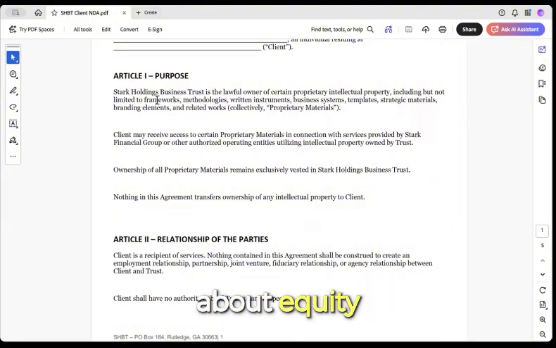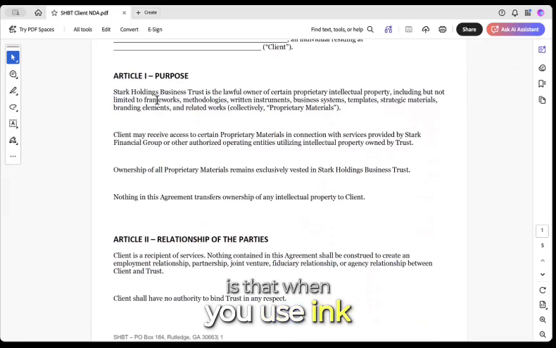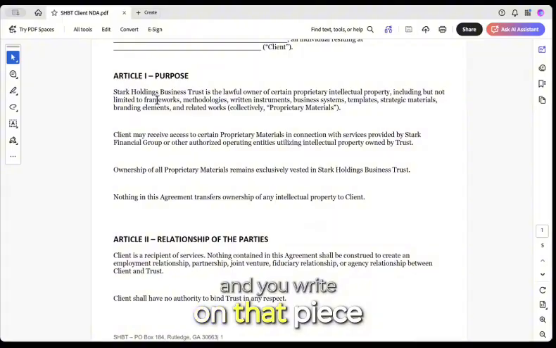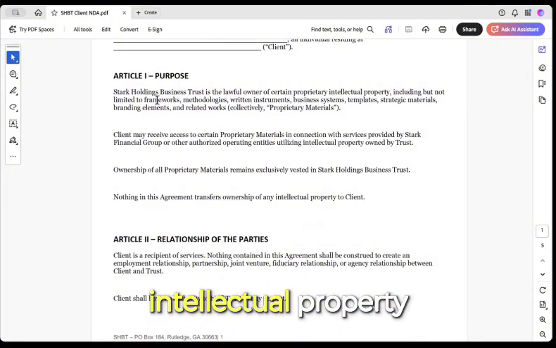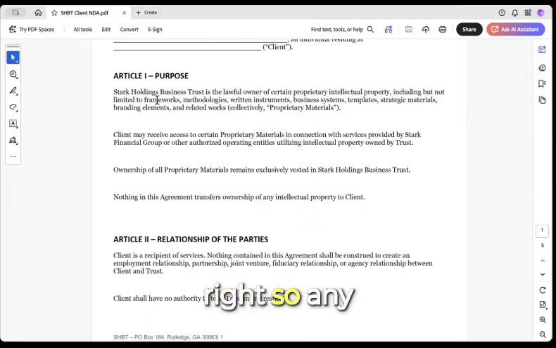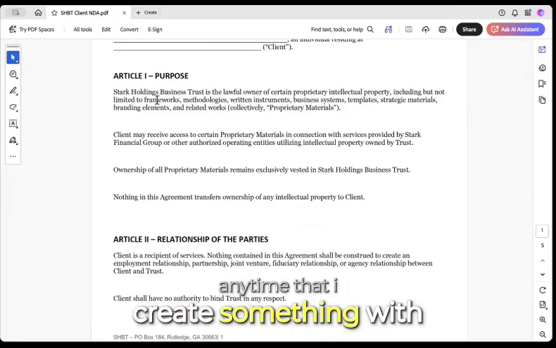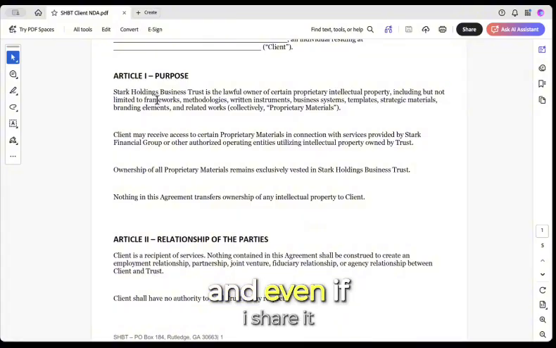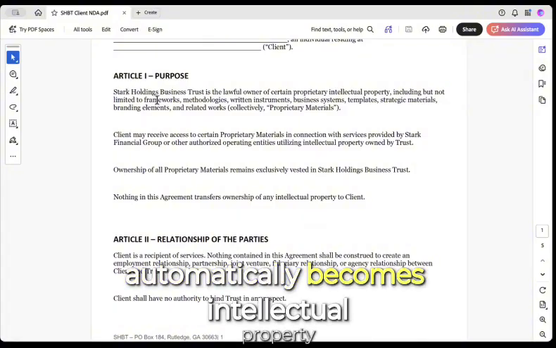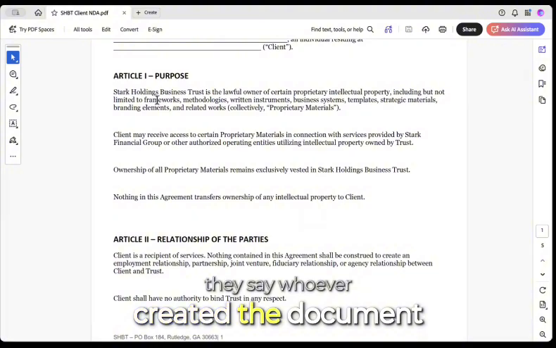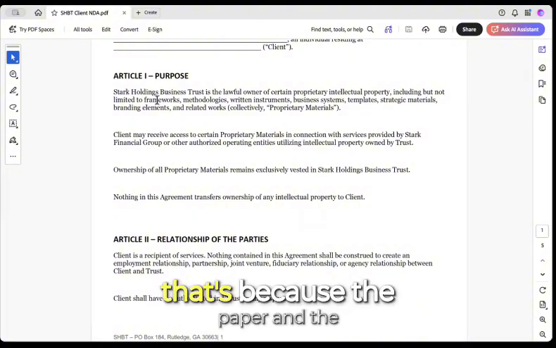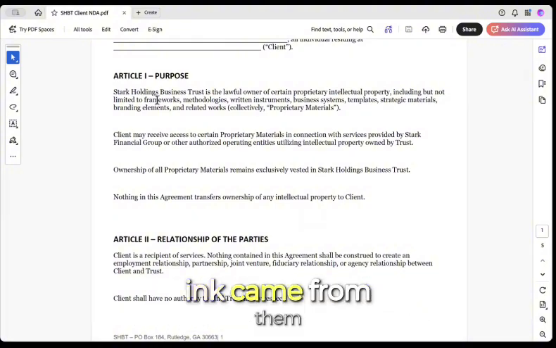Something that I'll share with you about equity is that when you use ink, right? You use paper out of your desk and you take a pen and you write on that piece of paper with ink. That ink on the paper becomes your intellectual property, right? So any time that I create something with ink on paper, even if I share it electronically, it automatically becomes intellectual property. That's why in court cases they say whoever created the document owns the document. That's because the paper and the ink came from them.